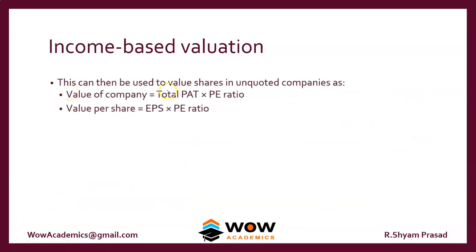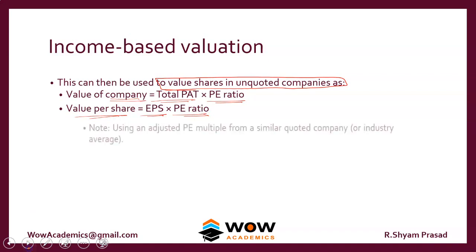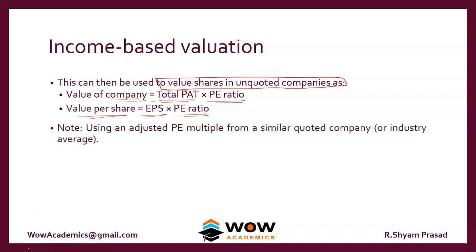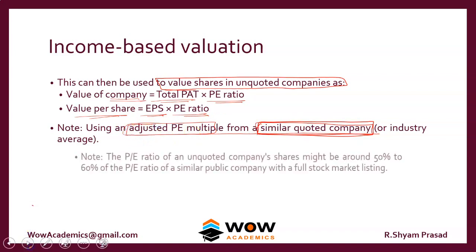So this can then be used to value a share in an unquoted company. The value of a company we can get as total PAT into PE, which gives the total value of the company, or you can take the EPS and multiply it by the PE ratio, and you get the value per share. So note, we use an adjusted PE multiple from a similar quoted company. You should use another similar quoted company's PE to value your company, and that PE should be adjusted. So we'll look at a problem.